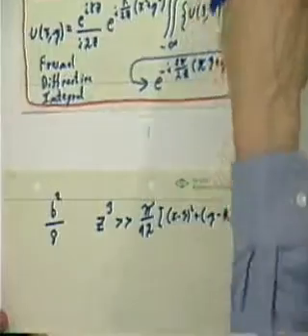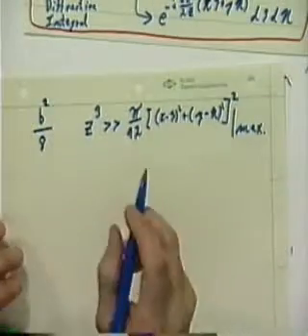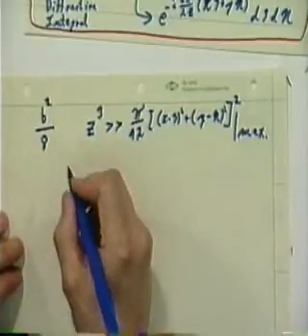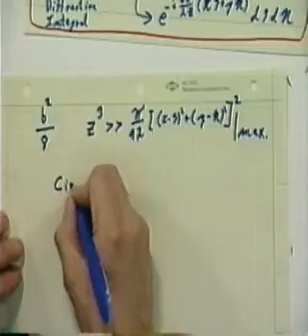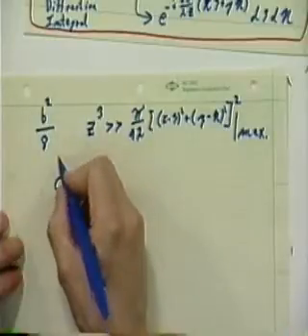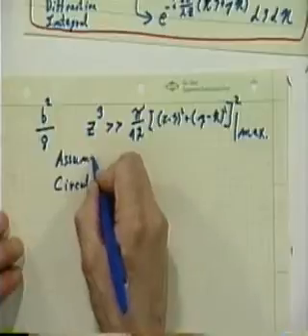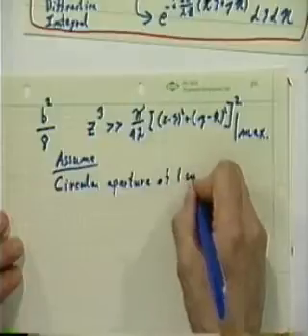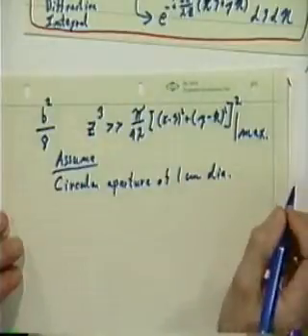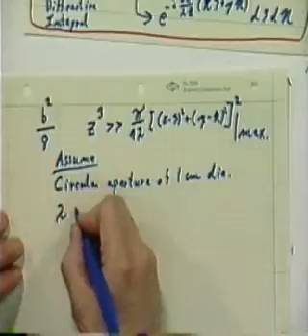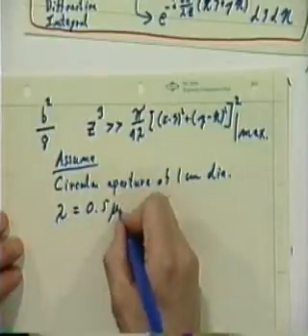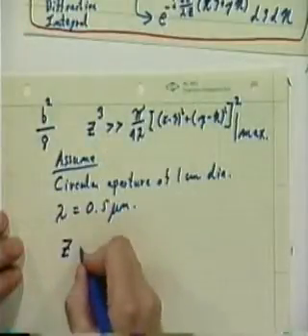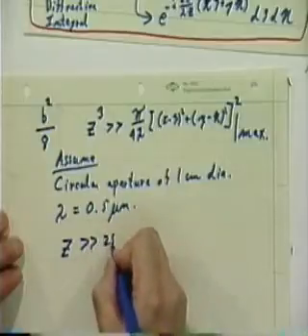And if we were to go through some numbers here, and I'm going to steal some numbers out of Goodman's book. Let's say we have a circular aperture of 1 centimeter diameter and a wavelength of 1/2 micron. If we go through the numbers here, this will imply that z must be much greater than 25 centimeters.